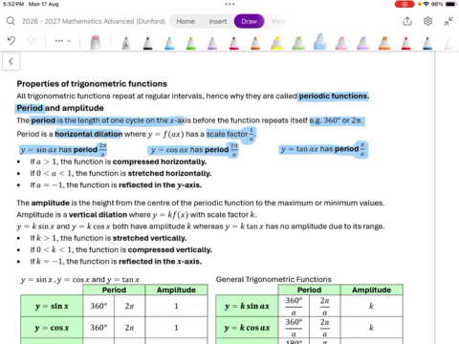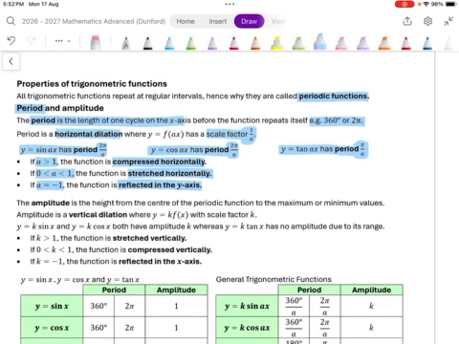Now, if a is greater than 1, it means that the function is compressed horizontally. If 0 is less than a is less than 1, the function is stretched horizontally. If a is equal to negative 1, the function is reflected in our y-axis. The next one that we are looking at is our amplitude.